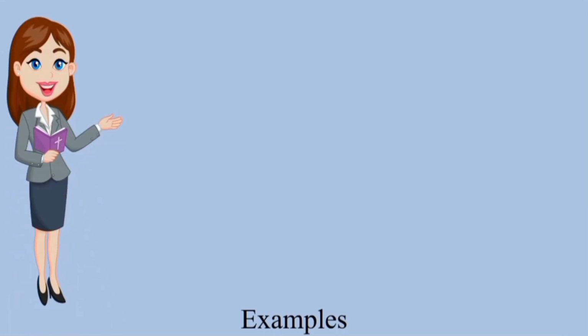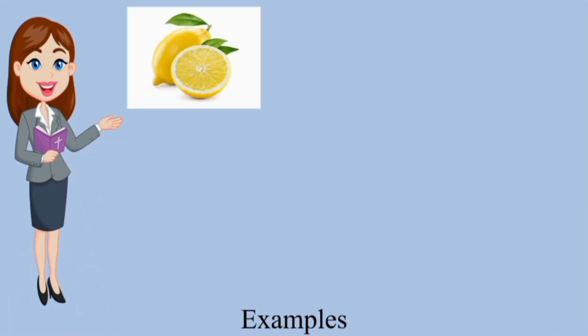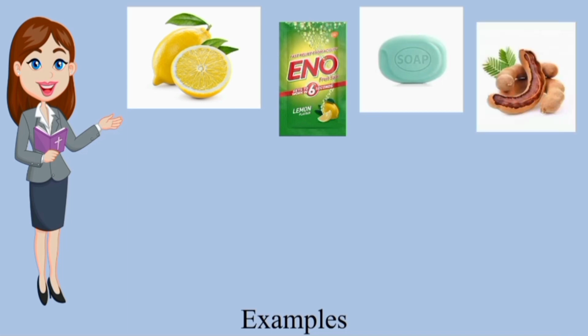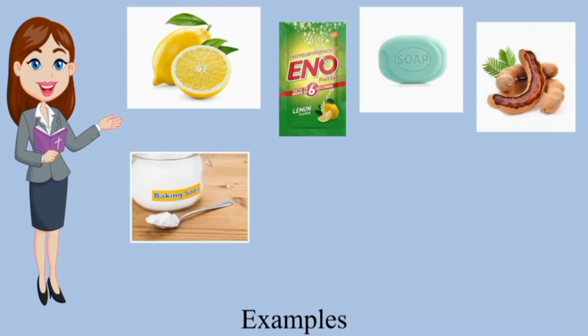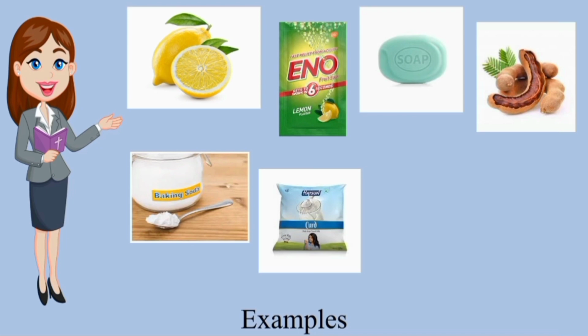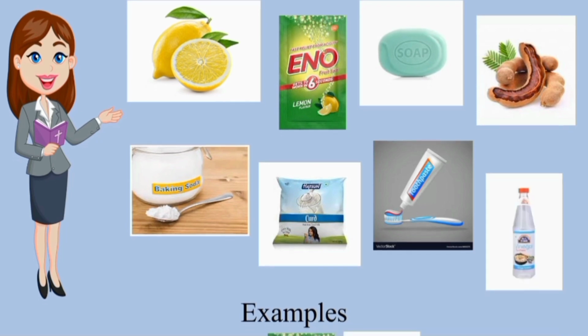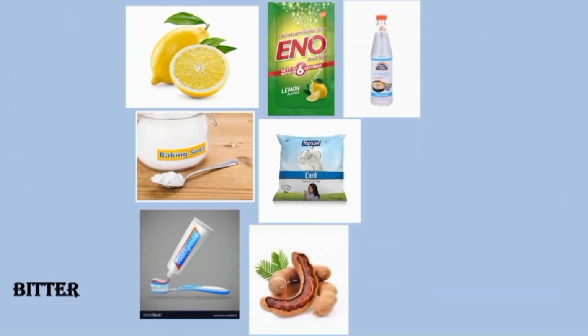Can you list out the names of these items along with me? Lemon, Eno, soap, tamarind, baking soda, curd, toothpaste, vinegar. Can we classify these items based on taste?